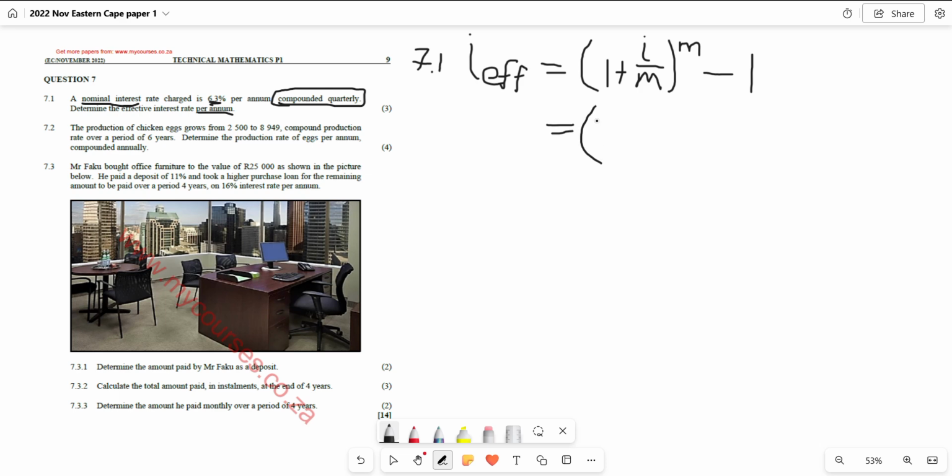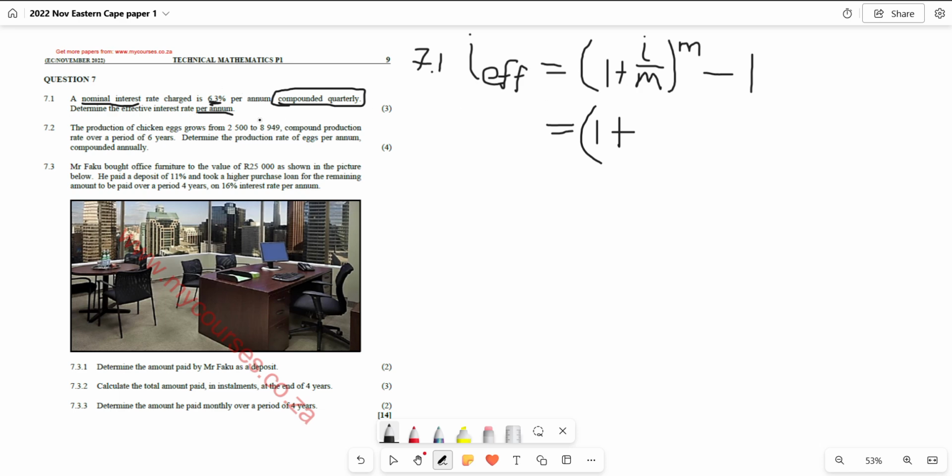Then that is equal to 1 plus. Remember, it says I divided by M. I, which is the nominal interest rate, divided by the compounding period. Therefore, what needs to happen? You can't just take 6.3 and substitute where you see I. Remember, it is 6.3 in percentage. We must first divide by 100 before we substitute back into the formula.